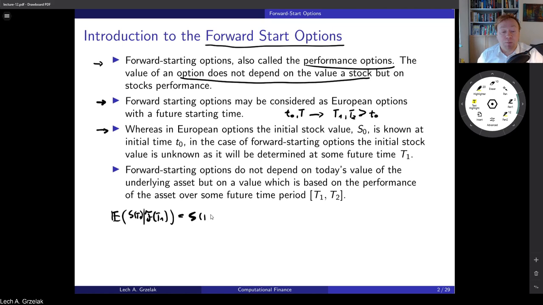If you are not so familiar with filtrations, I recommend refreshing that knowledge, because once we also talk about the tower property or iterated expectations, the relation between different filtrations and which filtration is bigger or smaller is very, very important. Also, as I have just mentioned, a forward start option does not depend on today's value of the underlying stock, but on the performance over a certain period of time.